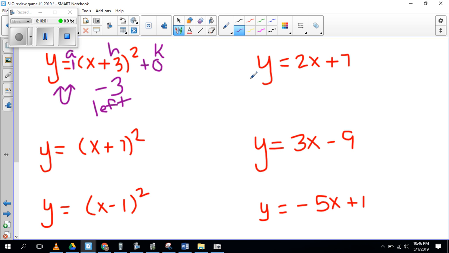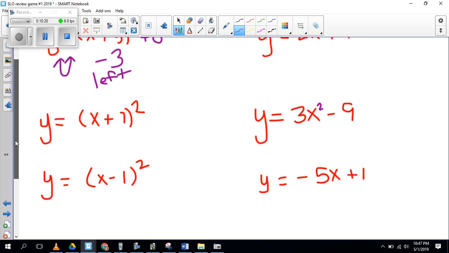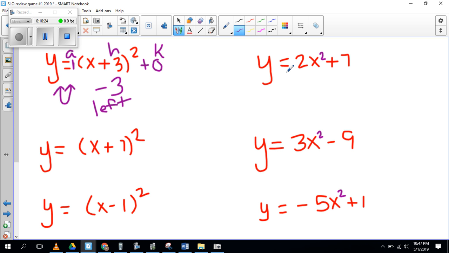Now, pause the video and do them. Now we're going to do this one. So we need to label our A, H, and K. I should have put the square behind these, so on your paper, add the square because I forgot to add that. Okay, so let's label our A, H, and K. Our A is there, our H there, and this is our K.